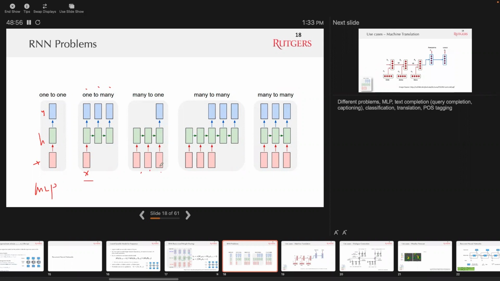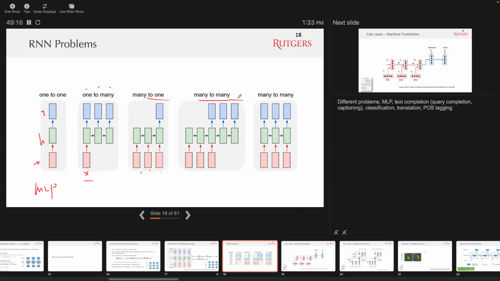For example, given a sentence, can you classify for me whether this sentence is positive or negative? Is it saying something good or is it saying something bad? Is the Amazon review a positive review or is it actually a negative review? So this is many to one, and we have also many to many.